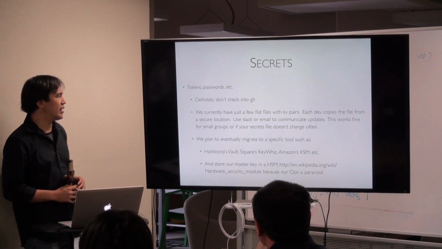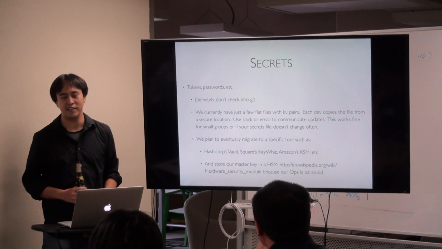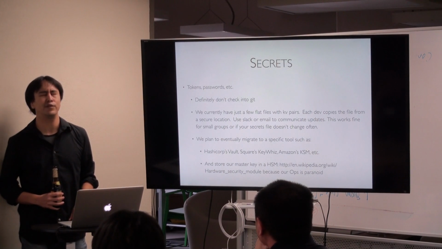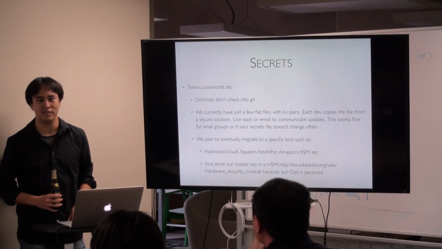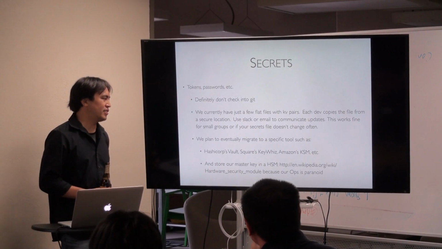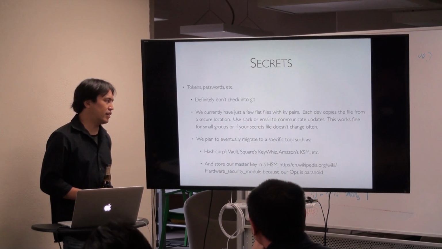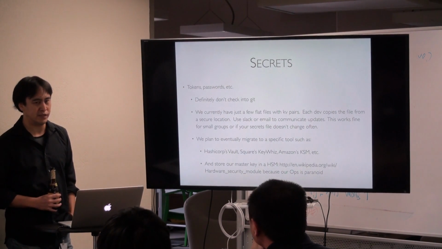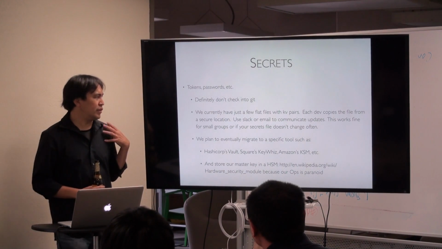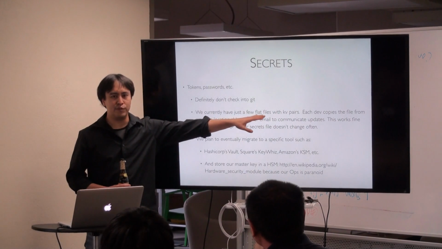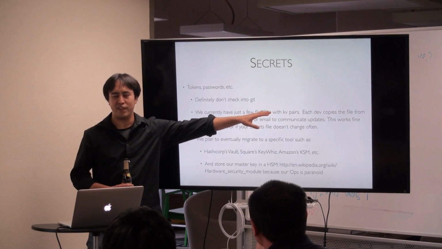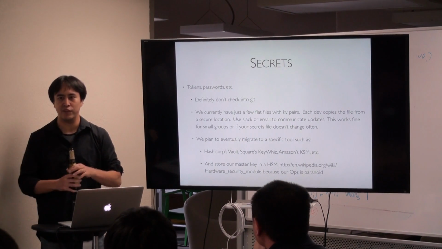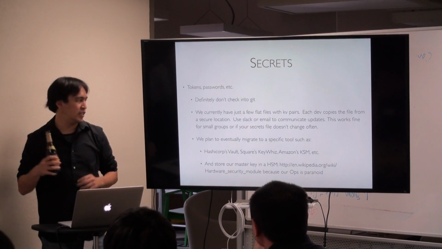Secrets. So just one slide here: tokens, passwords, etc. Definitely don't check these into Git, especially if you're using GitHub, even if they're private repos. Even if you host your own Git, don't check these into Git. It's not guaranteed that even private repos are always going to be private or always going to be self-hosted. So what we do is we have basically one set of flat files with the secrets in it, and we keep them locked down tight in our secure storage, a shared area just for our engineers.